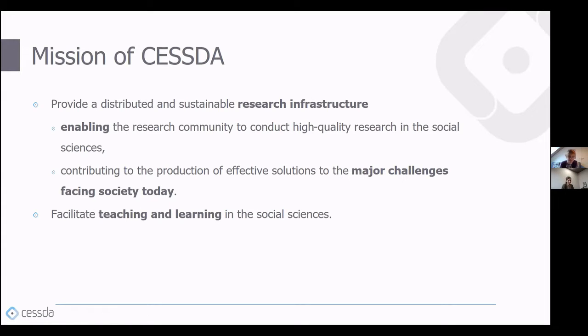So before I go into the agenda of today and what we're actually going to talk about today, I want to briefly introduce CESSDA here as well, because this event is part of the CESSDA training calendar and the training offers that CESSDA has. CESSDA, as the Consortium of European Social Science Data Archives, aims to provide a research infrastructure for social scientists in Europe. And the goal is to enable the research community to conduct high quality research in the social sciences, and through that to contribute to finding effective solutions to major challenges facing society today. By doing so, CESSDA also focuses on facilitating teaching and learning in the social sciences. And today's event is part of this teaching and learning aspect of CESSDA.